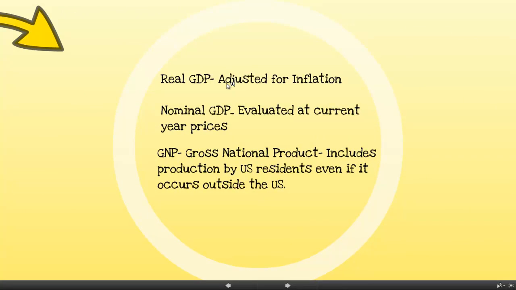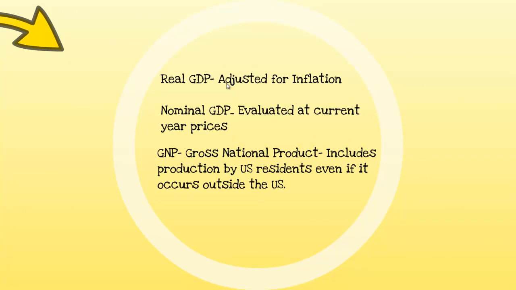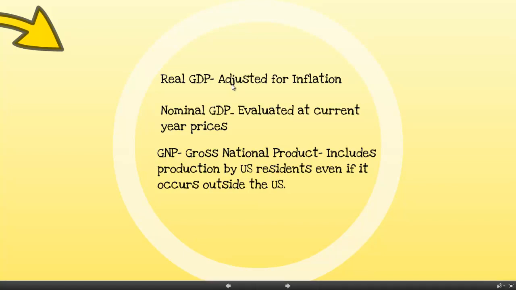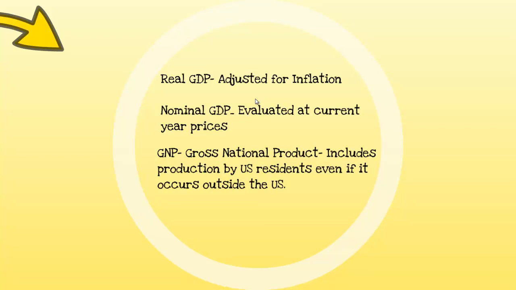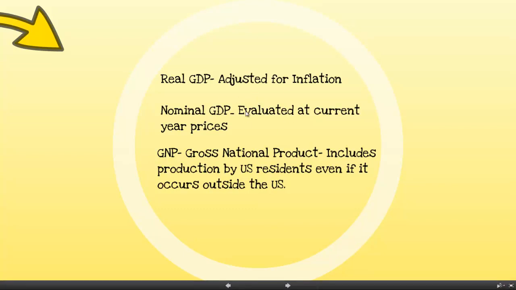Real GDP is adjusted for inflation. So we'll talk about inflation in class, but it's the rising cost of prices. So obviously, GDP today in 2012 or 2013 is going to be much higher than GDP in 1960. Some of that might be due to the fact that our economy is bigger, so that would be represented in real GDP, but some of it is represented by the fact that things just cost more. So therefore, we must adjust GDP for inflation. Nominal GDP is evaluated at current year prices.